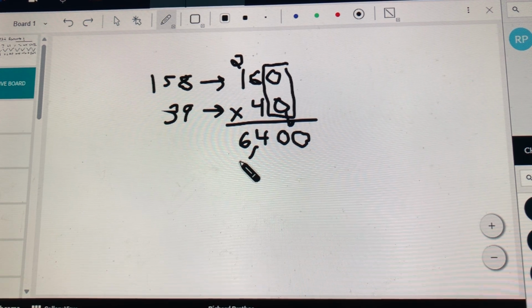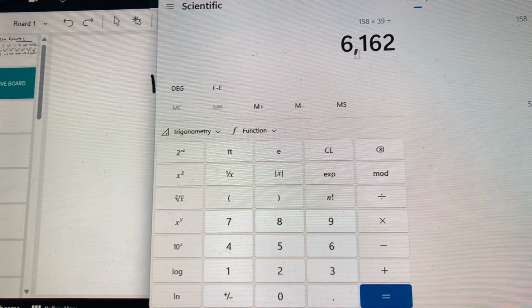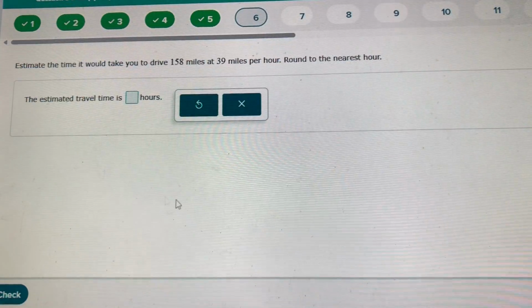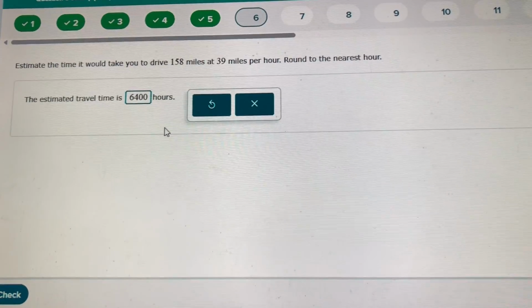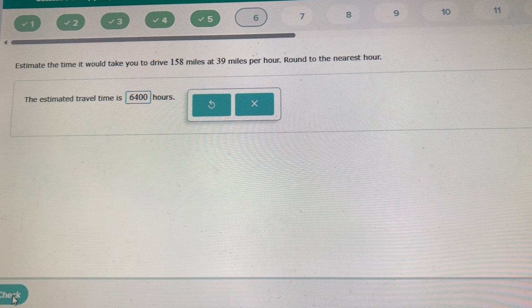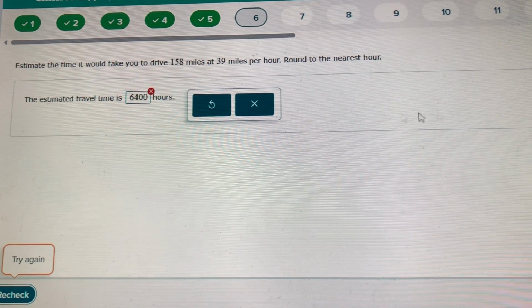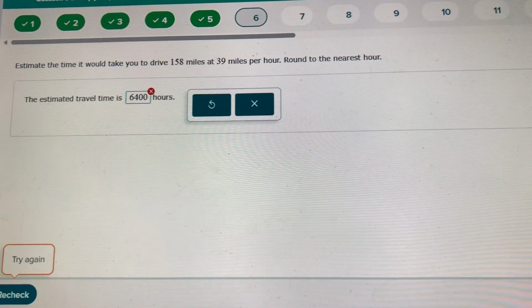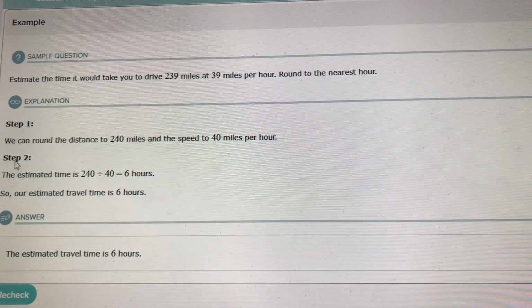Now it does say, I stopped because I was reading this. It says round to the nearest mile, so maybe they want me to just do this, 6,162. But it's about estimation, so what if I do 6,400? Is that just too far away? Okay. So sometimes you don't know what they want. Just let me not do that one. Let's do the example. Sometimes you have to see what they want exactly.